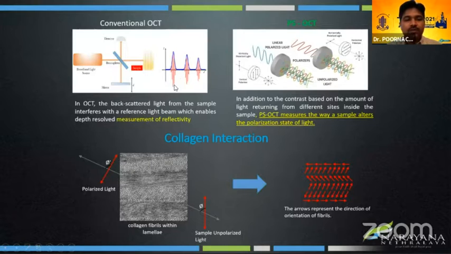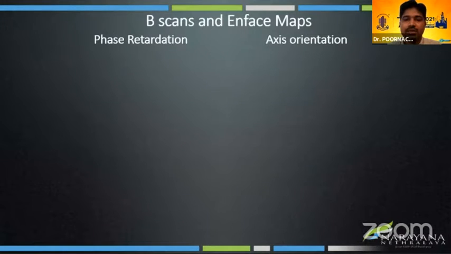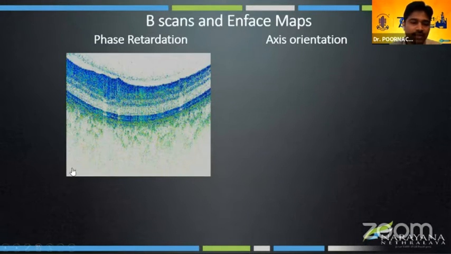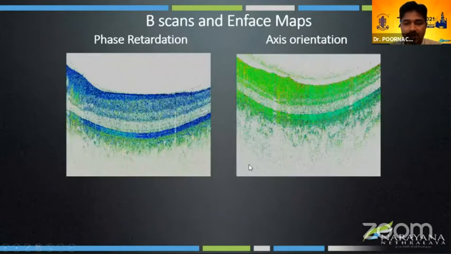So the conventional OCT measures only the reflected light. PSOCT considers the polarized state of the reflected light also. That's the difference. For example, if light passes through a collagen layer, there will be change in phase retardation and axis orientation. Accordingly, maps will be constructed, like phase retardation and axis orientation map, which generates both B scans and en-face images. This is the B scan image of a phase retardation map in a PSOCT. And this is an axis orientation map.